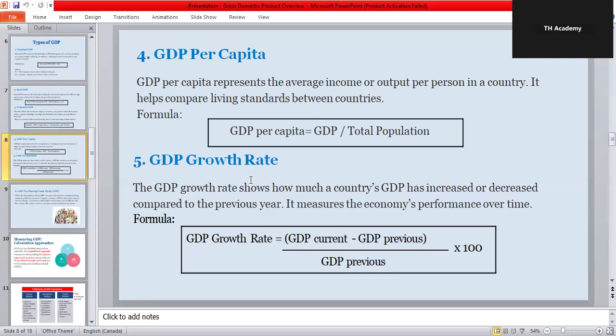So that means the economy grew by 5.5% this year, which is a healthy sign for progress. If the number is negative, it means the economy has shrunk, which could indicate a recession.